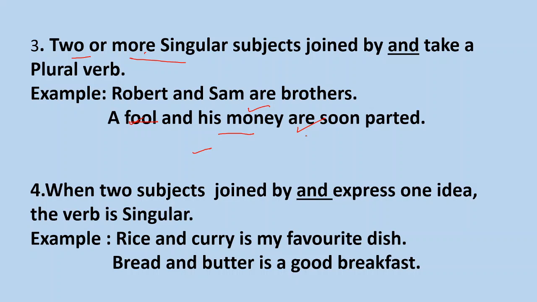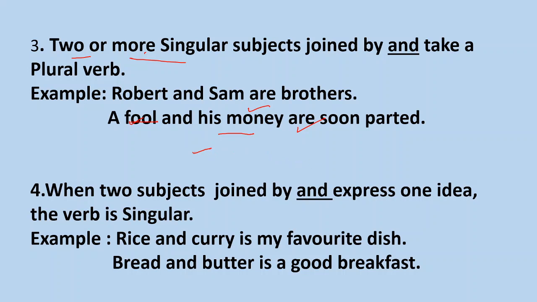Now, next one. When two subjects are joined by and, and they express one idea, the verb is always singular. Now you see here, rice and curry. Here, learners, you make a mistake. Rice and curry is my favorite dish.